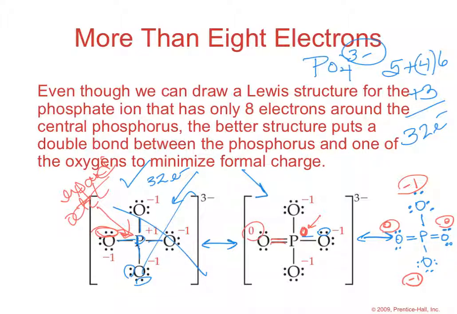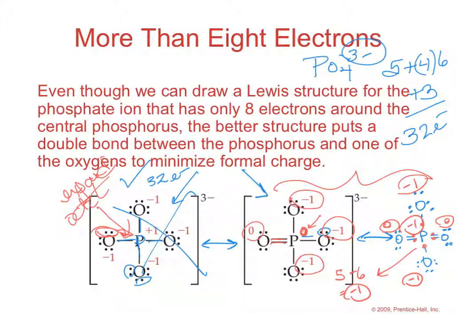And the phosphorus, let's see, phosphorus starts out with 5 when it's on its own. And how many does it have here? 1, 2, 3, 4, 5, 6. So phosphorus now has a -1 formal charge. So you might look at these two resonance structures and say, well, okay, each of them has 3 formal charges of -1, so aren't they equivalent? No, because the -1 formal charge is on different atoms.